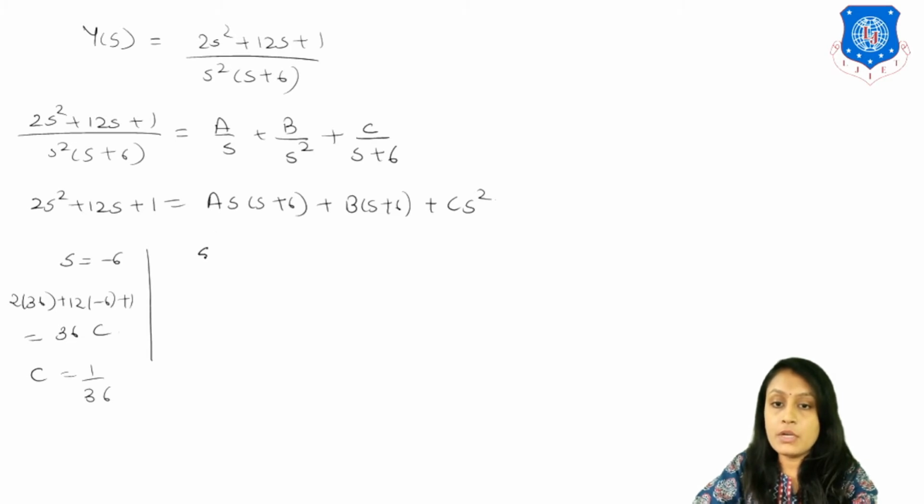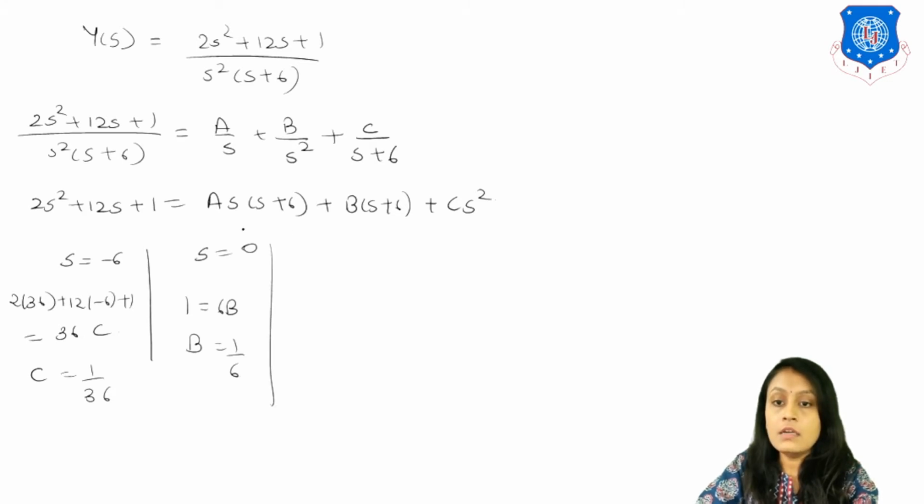Next we'll substitute s equal to 0. If you substitute s equal to 0, this term will be gone, this term will be gone. From here we have 1 is equal to 6B. So you will get B as 1 upon 6.